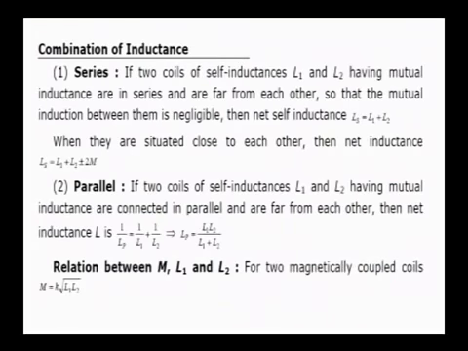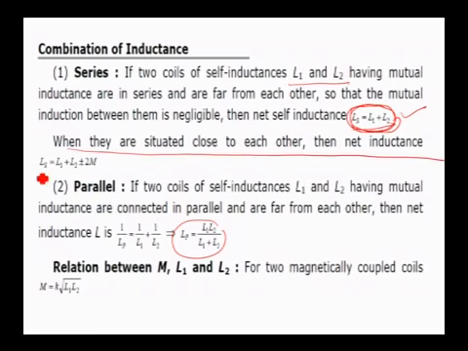Next, combination of inductance. The combination is just similar to resistances. If you connect two resistors in series, you get the effective resistance as R1 plus R2. Even the inductors behave in the same way. Ls is equal to L1 plus L2, and the parallel combination will be L1 L2 by L1 plus L2. But if these two coils are situated very close to each other, the net inductance is given by L1 plus L2 plus or minus 2M, where M is the coefficient of mutual induction.